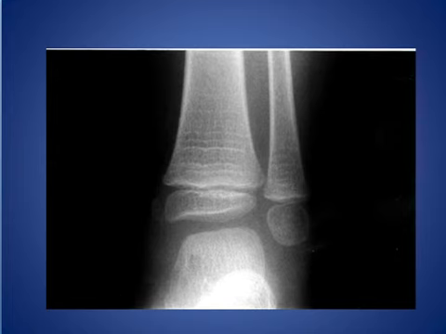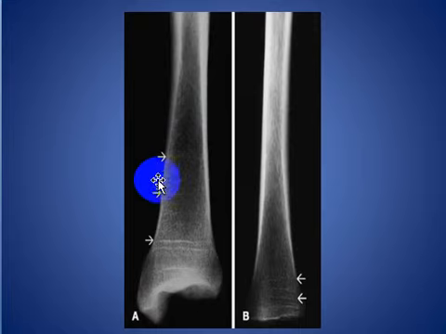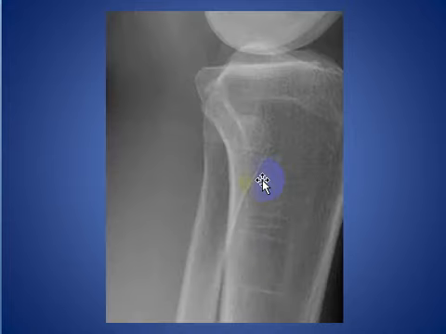Let us see some examples of the growth arrest lines. Here we see the distal ankle, distal tibia and fibula, and we see multiple radiodense transverse lines, here and there, at the distal metaphyses of the tibia and fibula. Here, another patient with transverse lines of the metaphyses of the tibia. And here is another patient with metaphyses and diaphyses transverse radiodense lines in long bones. Here, another patient in the upper tibia with radiodense transverse lines in the metaphyses and diaphyses.